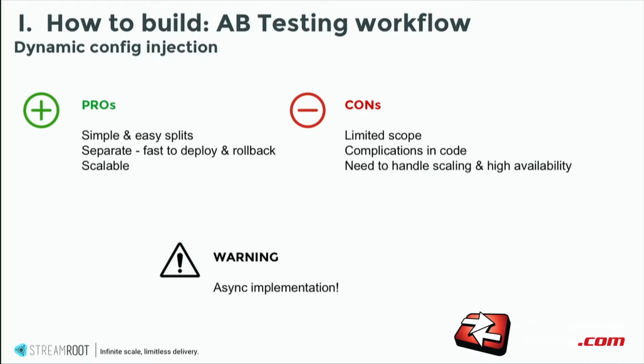So this method has a lot of advantages. The biggest one is that it's very easy to set up and use because basically you just work with a simple config file. It's also easy to deploy and roll back frequently because it's a completely separate service from your player build. And finally, it's also very scalable because the only thing that this A/B testing service does is basically send a 20-line config JSON at the beginning of each session of your users.